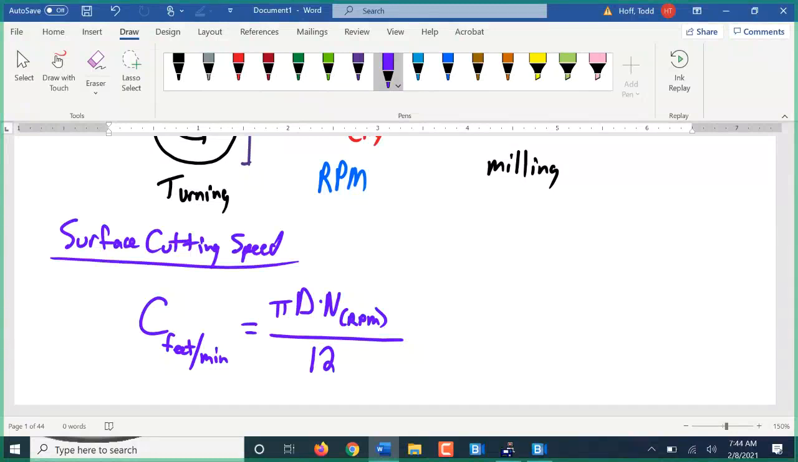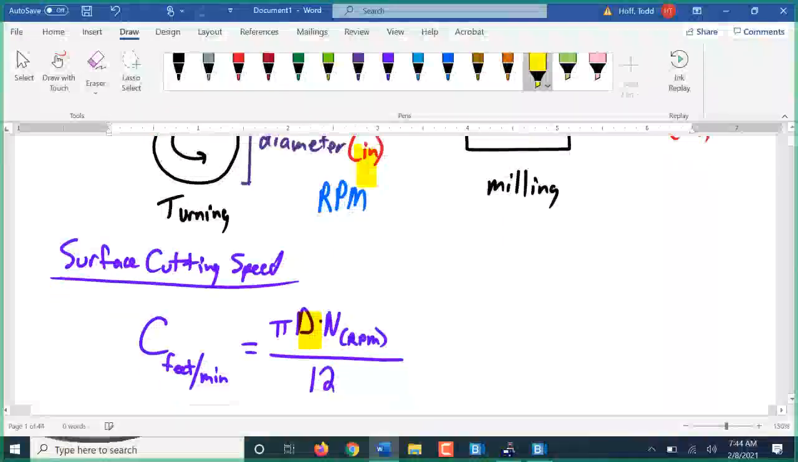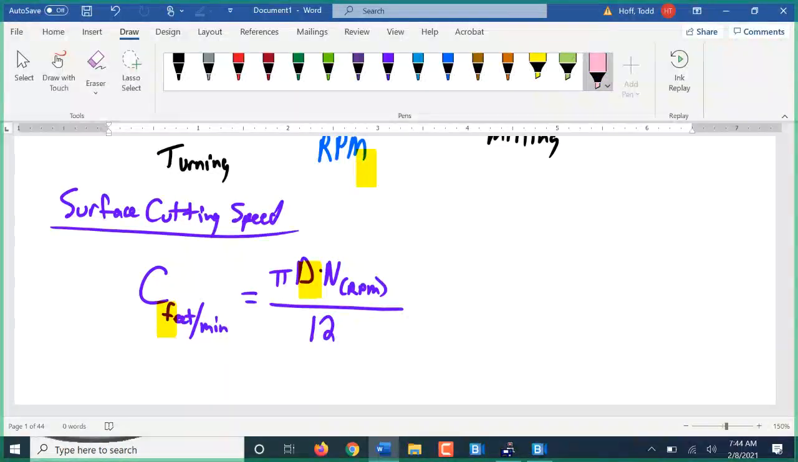Why is it over 12? Yeah. Diameter is in inches. Cutting speed is in feet per minute. So dividing by 12 is to convert it from inches into feet. The RPM is already per minute, so that gives us our per minute status. So pi times diameter is the circumference, times RPM, that's the total distance traveled. That's the number of circumferences that go through in a single minute.